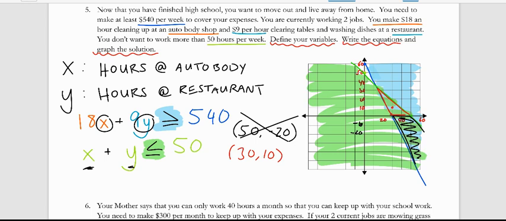Perfect. Now that's feasible. That is a feasible solution. That's something we can do. That is a good solution. They're both positive, and so that would be a correct solution.